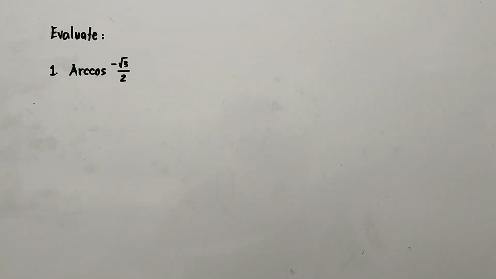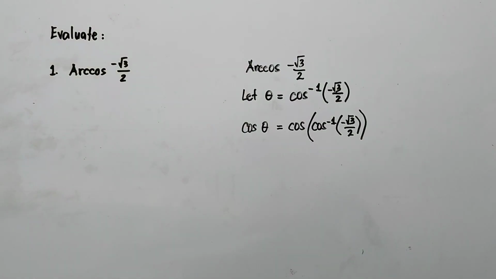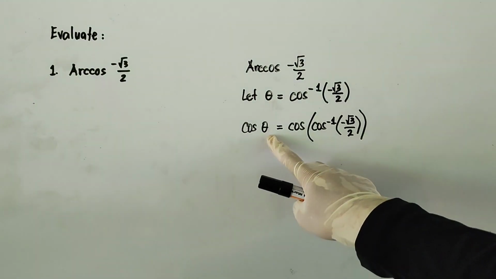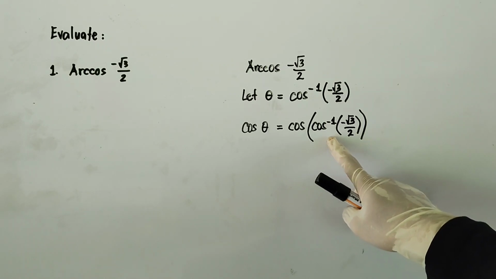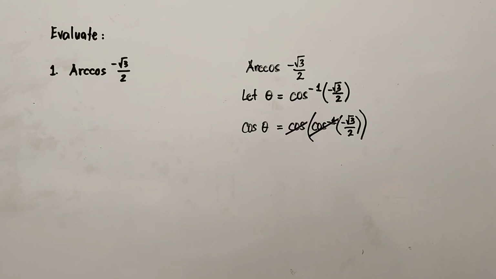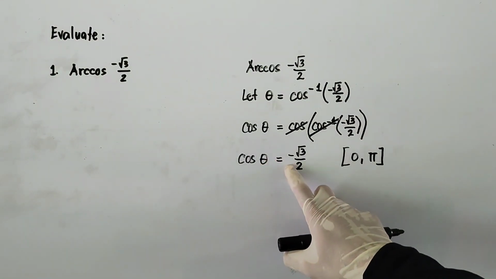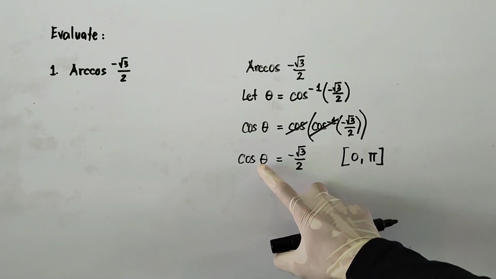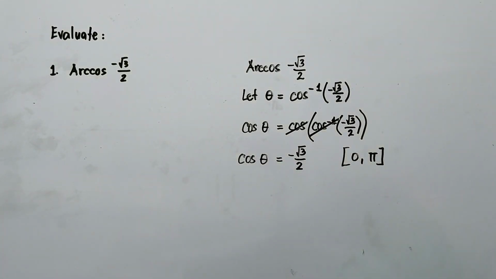Evaluate the arc cos of negative square root of 3 over 2. We will let the value of theta equals arc cos negative square root of 3 over 2. So the cos theta is cos of the arc cos negative square root of 3 over 2. Cancel cos and the arc cos. Cos theta is negative square root of 3 over 2. And since the cosine is negative, therefore the theta is located in quadrant 2. Remember, in quadrant 2, sine is the only positive function. So the cosine is negative in quadrant 2.